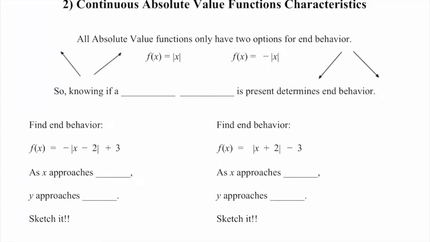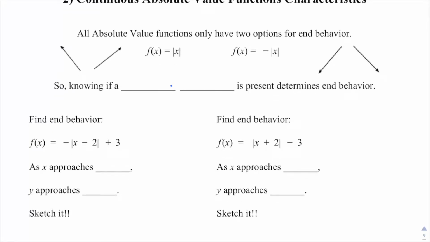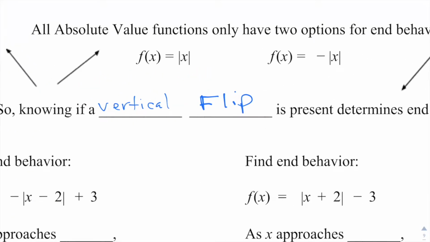All absolute value functions have only two options for end behaviors. So knowing if there is a vertical flip present determines the end behavior. So where do we get the vertical flip again? Well, right here in front of the absolute value expression, if there's a negative present, then that means we have a vertical flip, which turns the absolute value upside down.